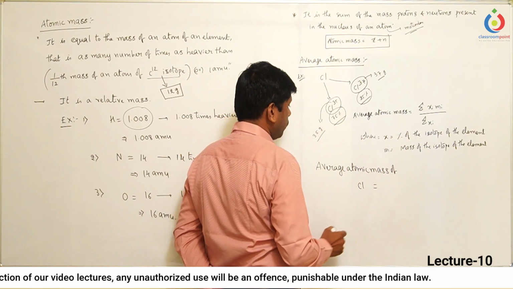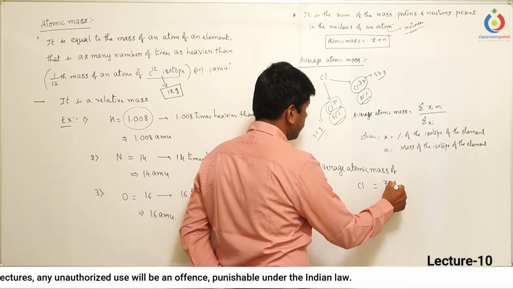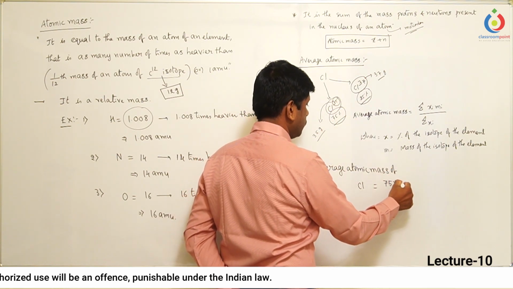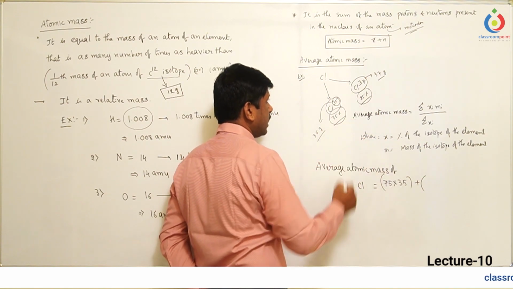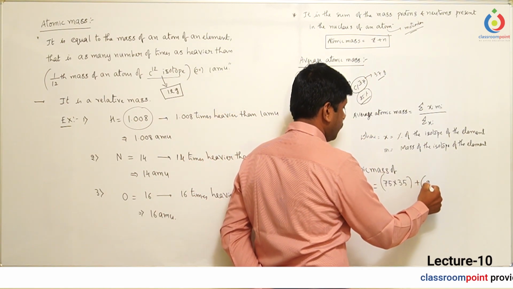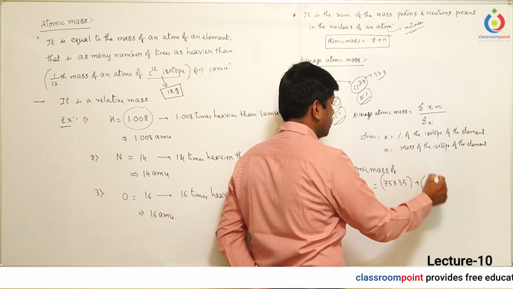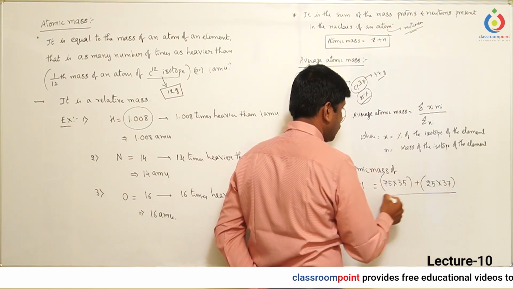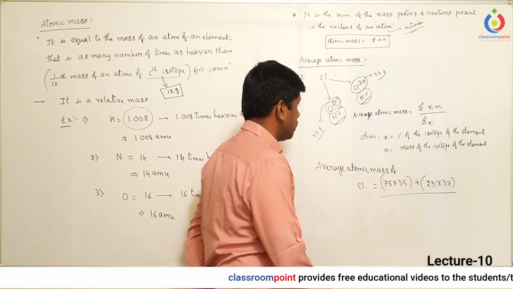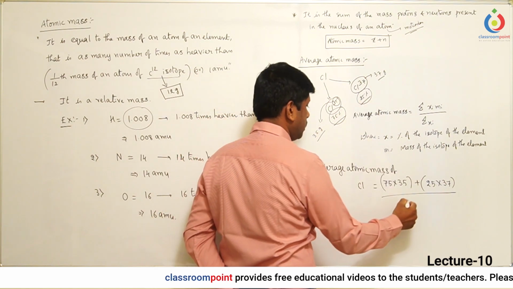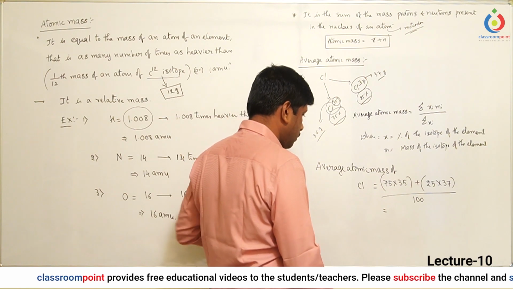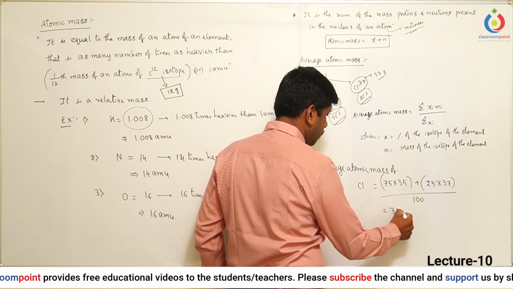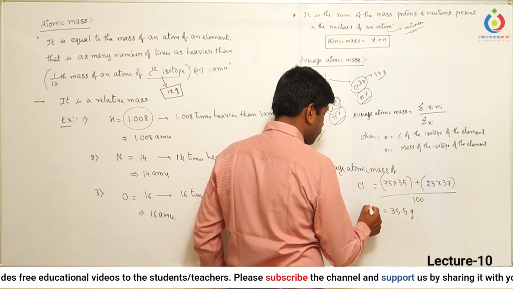Here the percentage of chlorine-35 is 75. Its mass is 35. Plus the percentage of the next chlorine isotope is 25. Its mass is 37. Next, the sum of the percentages, 75 plus 25, is equal to 100. Then if we solve this value, we will get 35.5 grams.